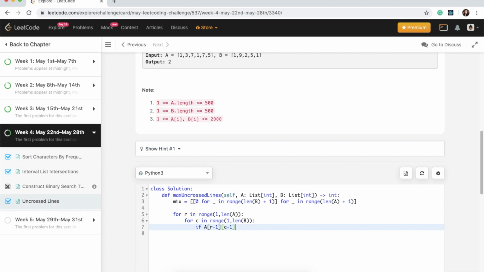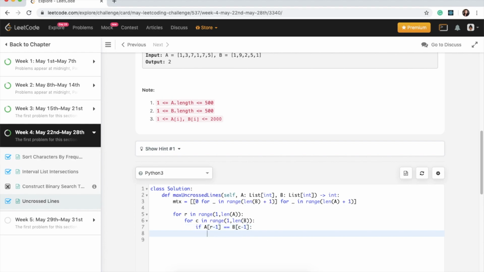We want to check if our A at row minus 1 is equal to our B at column minus 1. So C is the index that corresponds to B, and that's what we're checking here. If these values match, we're just going one before in A, so this is up, and this is one less in C, so that's left. And we're matching those two values the same way we were doing manually in our matrix.